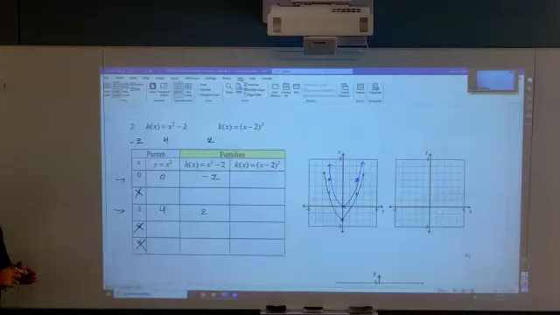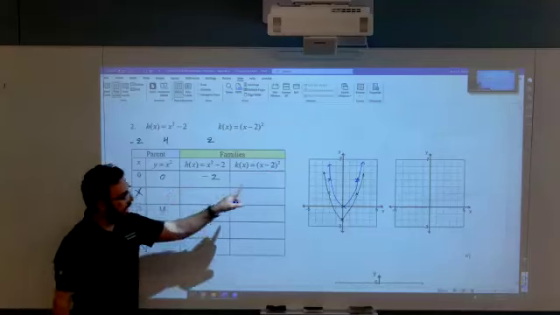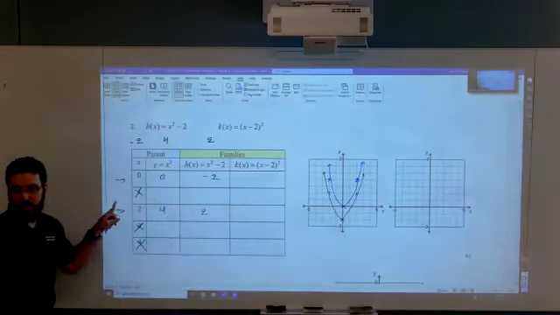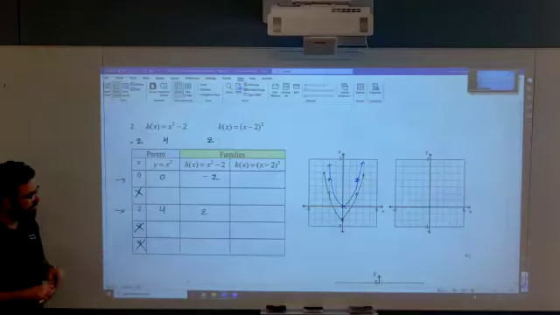So it's up to you. That's why I never use this table. I always graph the basic function and do the transition on it. Shift it down, shift it up, left, right, okay?